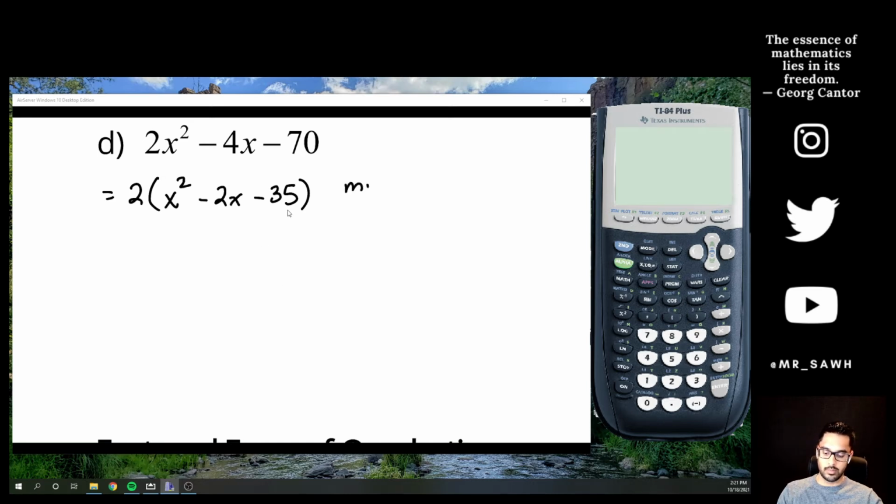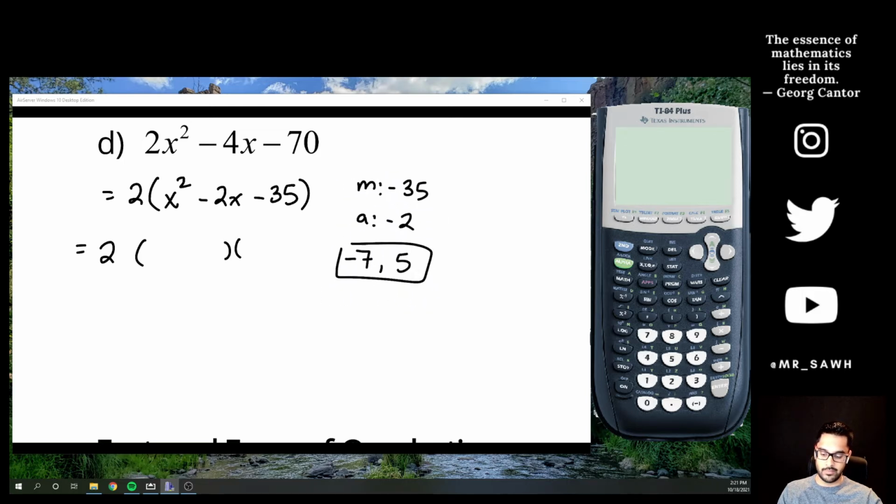Think about what multiplies to negative 35, but adds to negative 2. 7 and 5 seem like good options. And I need to make sure the signs work out also. I want to add to a negative, so make the larger one of the two the negative number. Add them up for negative 2, multiply for minus 35. All looks good. So our 2 is going to stay there because it was a greatest common factor between them, so I have to keep it in order to make sure things are equivalent.